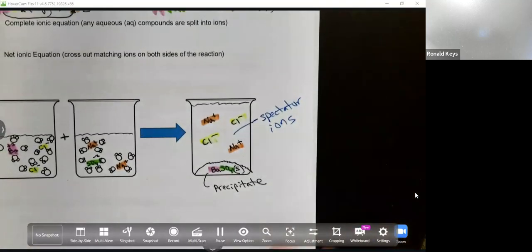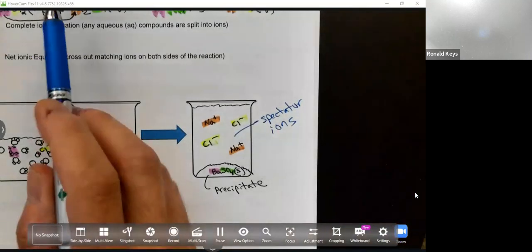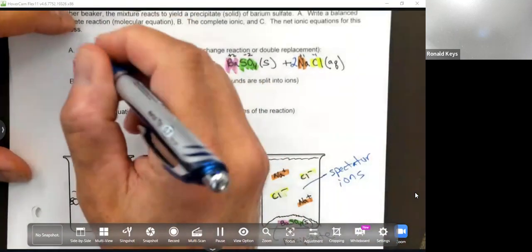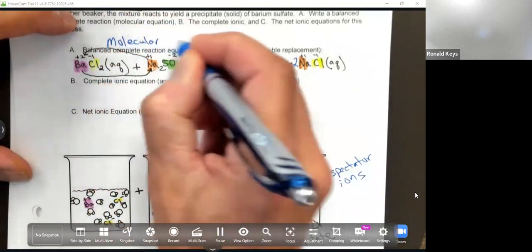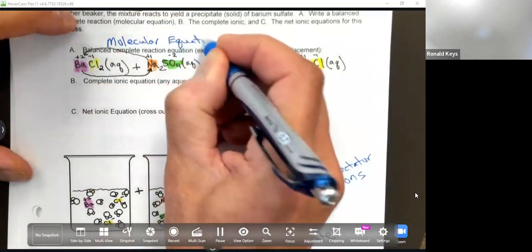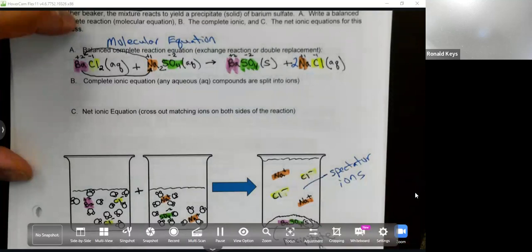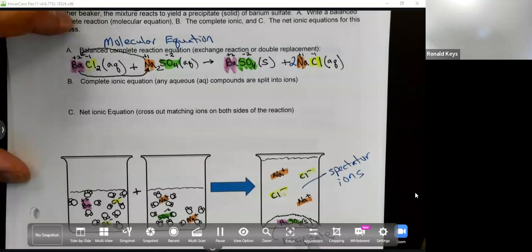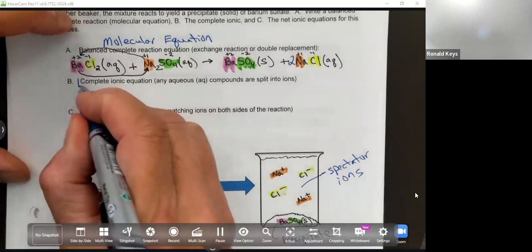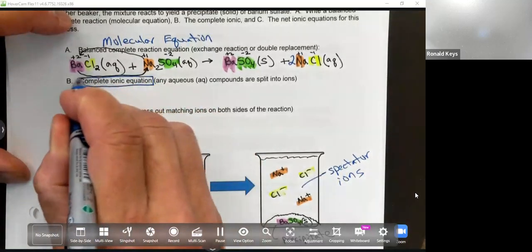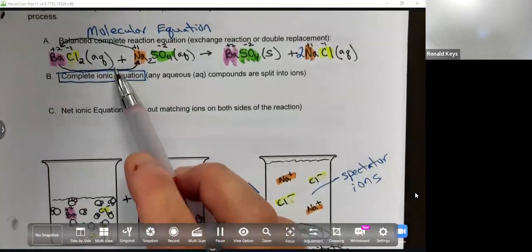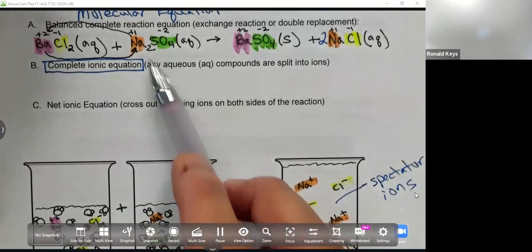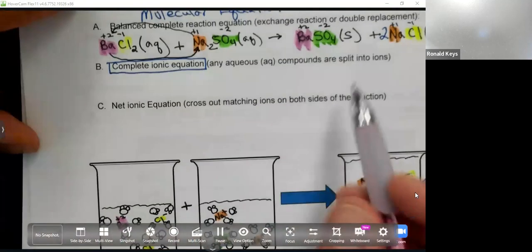So this first one up here is your molecular equation. I'm going to make sure I use what Al uses. This is my molecular equation, the first one. Now we're going to do the complete ionic equation. For your complete ionic equation, anything that is aqueous, we just split it up into its ions, the same thing we did down here. So we're going to need all this room.